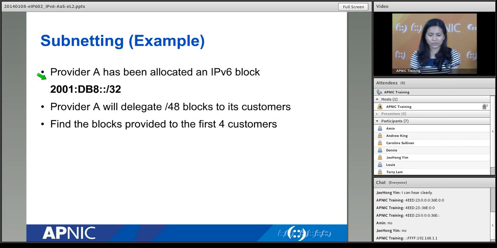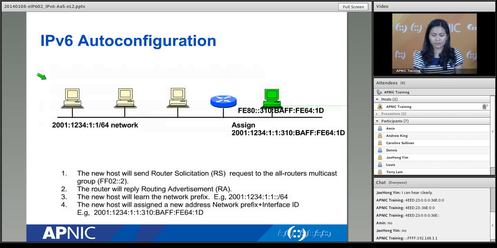Did you guys follow that? It should be quite easy. I think the thing that you want to see here is what types of advertisements or what types of messages are being passed through, how it's done, and also to which multicast address it's going.